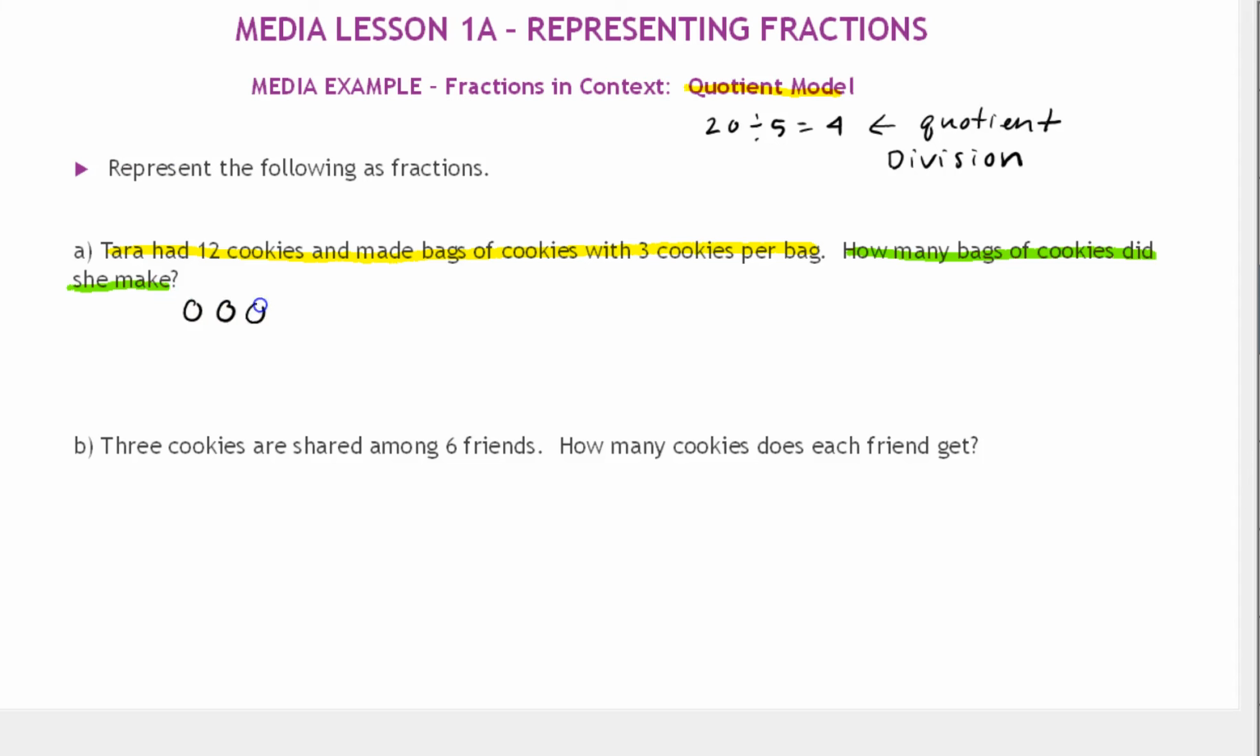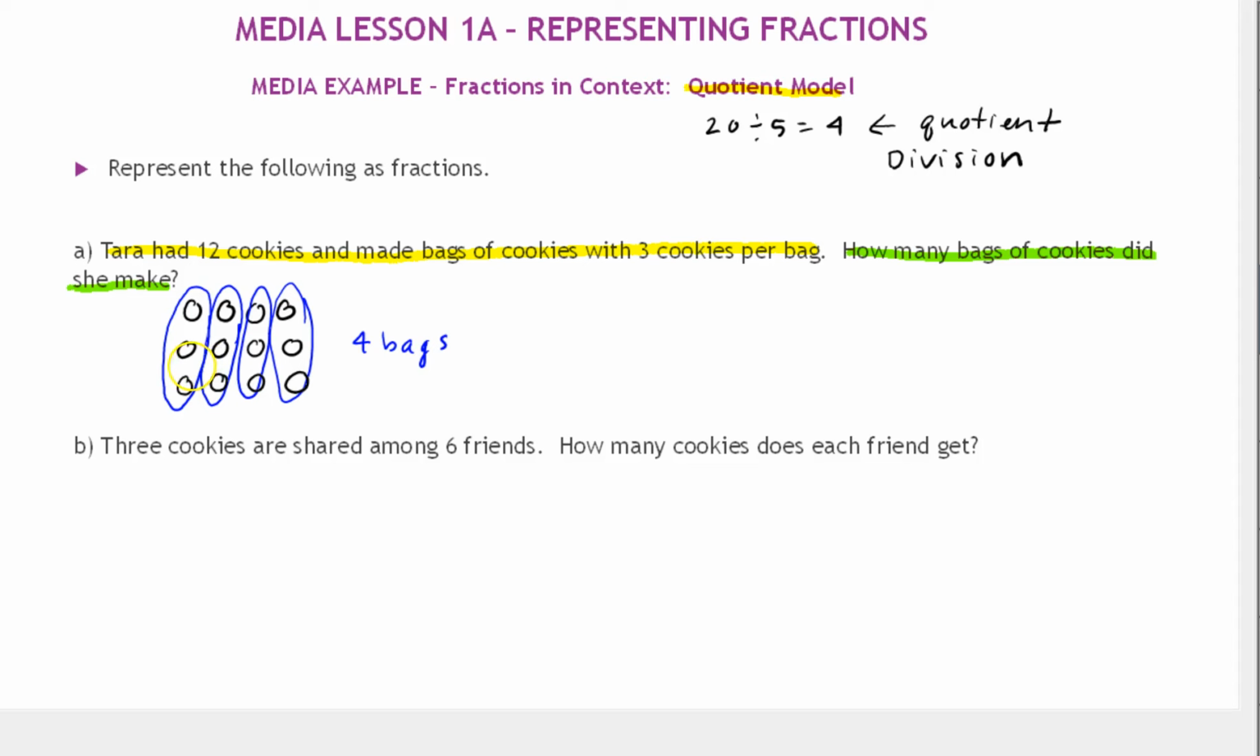So 12 cookies, so each one of these circles represents a cookie. And now she's going to make bags of cookies with 3 cookies per bag. So there's one group of 3, 2 groups of 3, 3 groups of 3, and 4 groups of 3. Okay. So we could see the number of bags of cookies she made is 4 bags. So we just solved this problem basically as a division problem. We didn't use fractions, but we're going to represent this as a fraction in a minute.